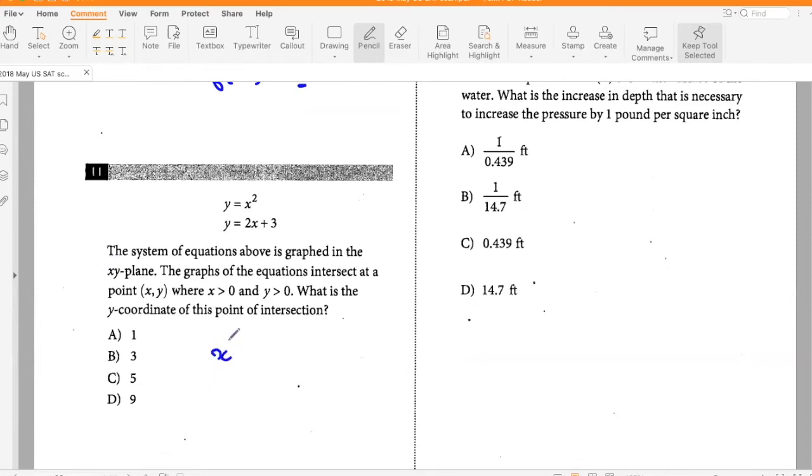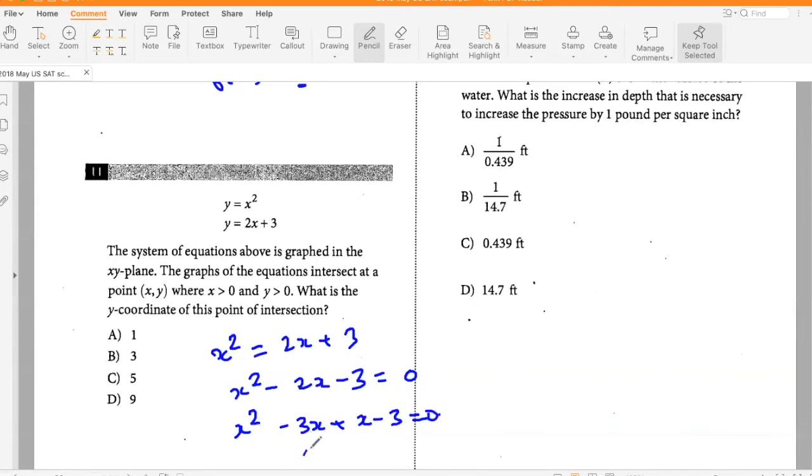Okay, so x squared is 2x plus 3. So x squared minus 2x minus 3 is 0. So x squared minus 3x plus x minus 3 is 0. So (x minus 3)(x plus 1) is 0. So x is 3 and negative 1.